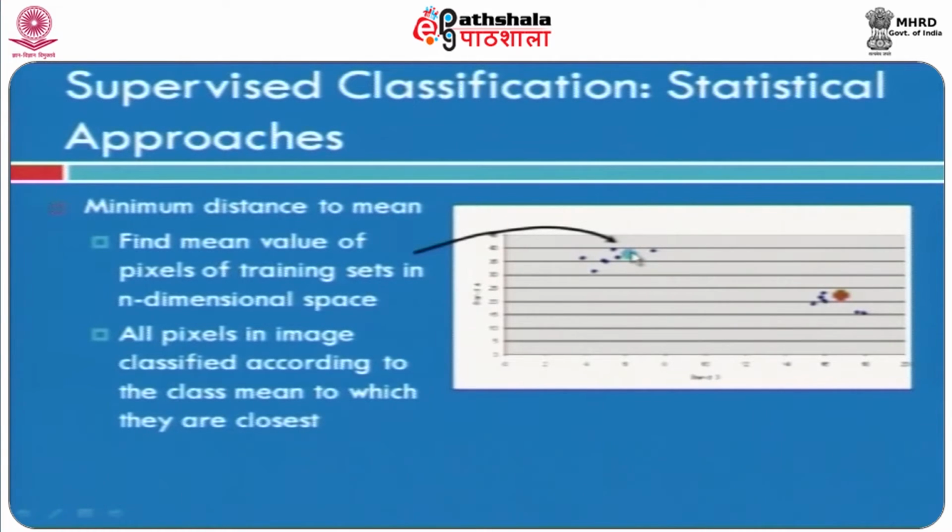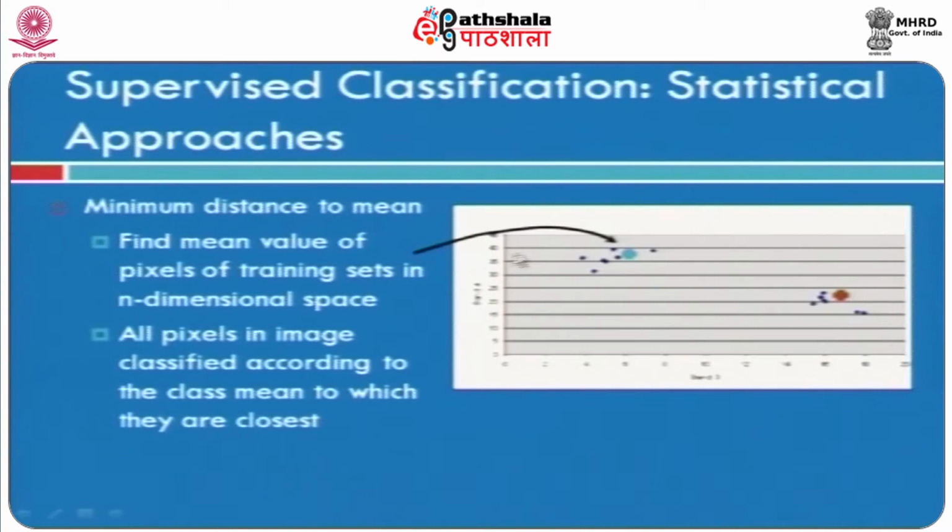Obviously, this particular cell is supposed to belong here, and these cells are supposed to belong here. It is a very simple technology, and we classify based on the minimum distance to mean. It finds the mean values of all the pixels of the training set, compares them, and then classifies the data.